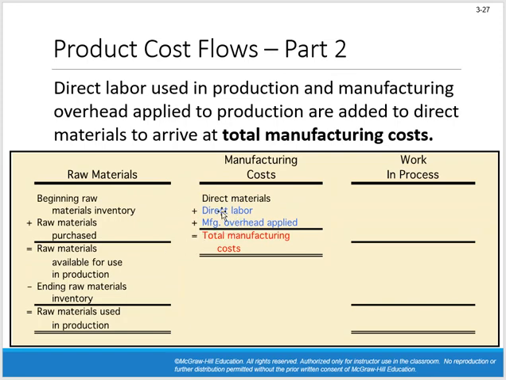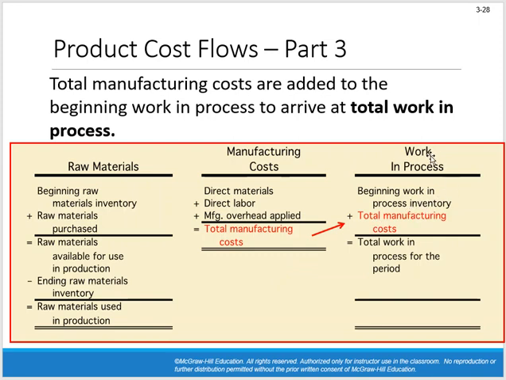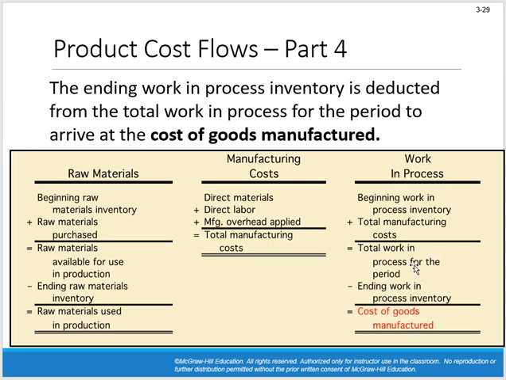So then we add in our direct labor and our manufacturing overhead, and that gives us our total manufacturing cost. And if we take a look at our WIP account, we take our beginning WIP plus our total manufacturing cost, and that should equal our total WIP for the period. So then if we look at what's remaining in WIP, our ending WIP balance, anything that's not there then is gone. That means it was finished and transferred over to finished goods, and that's what we call COGM, cost of goods manufactured. So anything that is finished, anything that makes that transfer from WIP to finished goods is cost of goods manufactured.